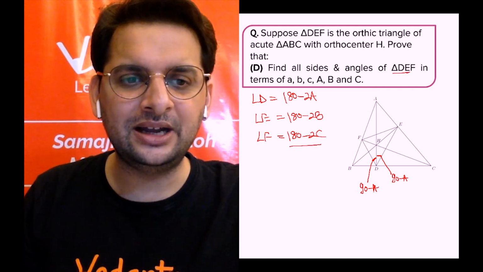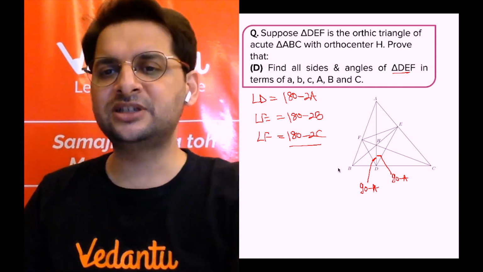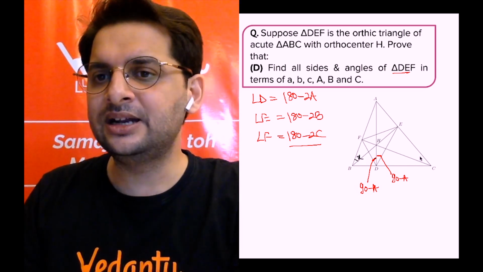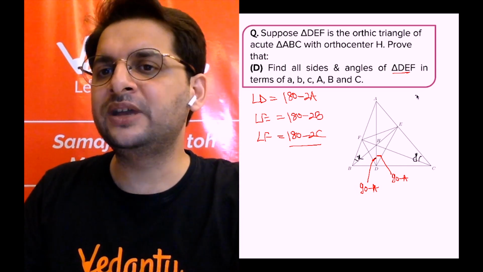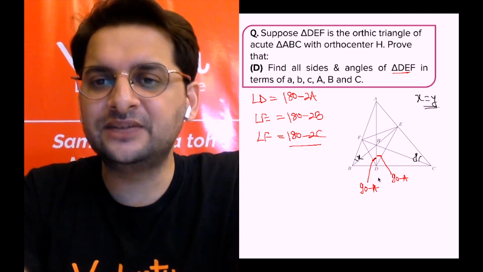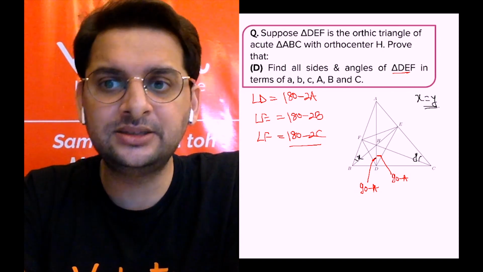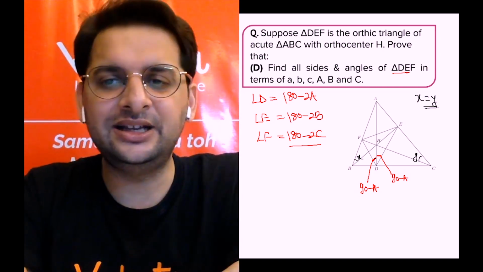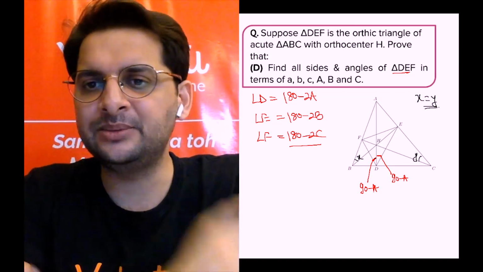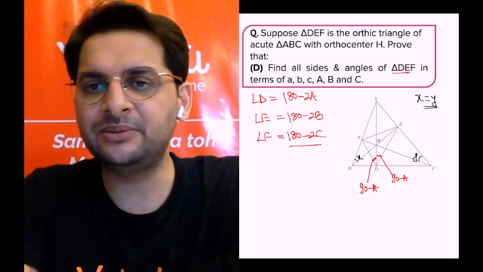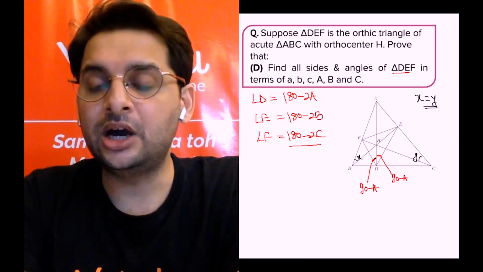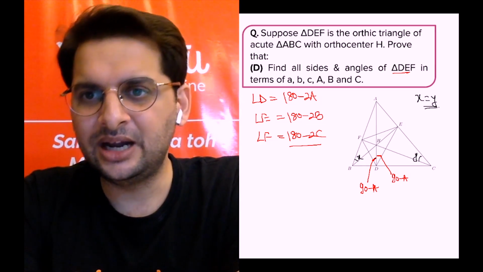No problem with this. We used the help of the last question. In the last question we proved that this angle is equal to X and this angle is equal to Y, and we proved X is equal to Y. So both angles X and Y are 90 minus A from the two triangles, and hence DH bisects angle D. So job done. So whole angle D would be 180 minus 2A, 90 minus A plus 90 minus A. Likewise, angle E would be 180 minus 2B, and angle F would be 180 minus 2C. No problem with this. Now, how do we find the sides?